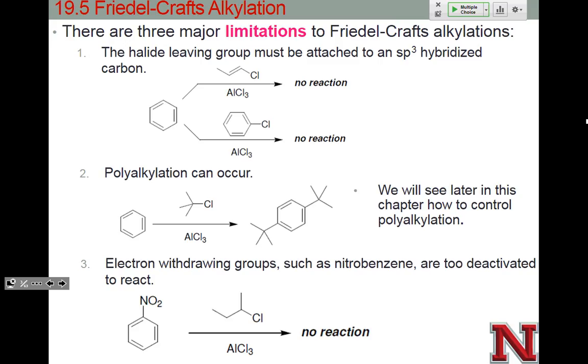Electron withdrawing group pulls electron density from the ring, making it less nucleophilic. And these are just not electrophilic enough, even with our Lewis acid. So they're just not strong enough electrophiles if we have an electron withdrawing group present. And that is a limitation. So we're going to revisit that later when we start talking about synthesis and putting these reactions together.